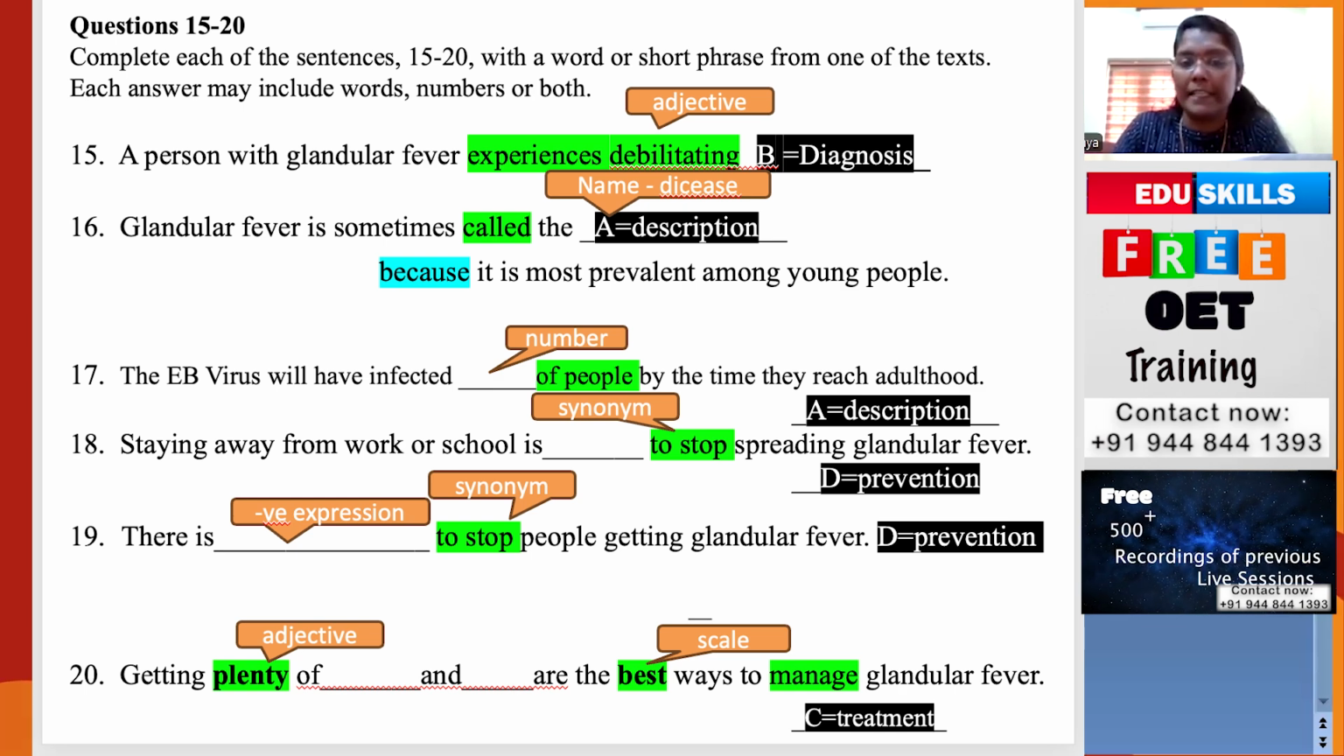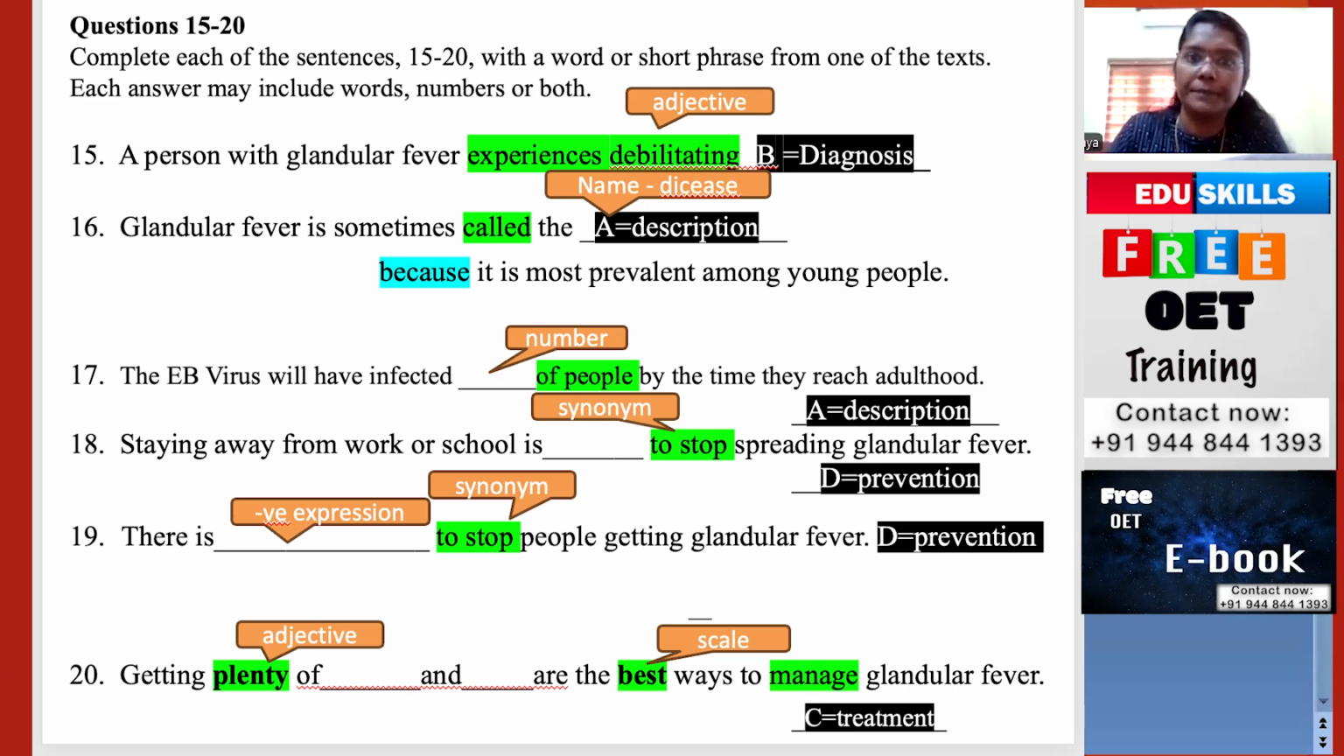What are they? Title, section heading, subheading, names, number or percentage, sequential expression, frequency expression, scale, adjective, negative expression. I hope all of you have pen and pencil. Please write these 10 strategies in your notebook fast, in short form, according to your understanding. Write title, section heading, subheading. I will give 2 minutes.